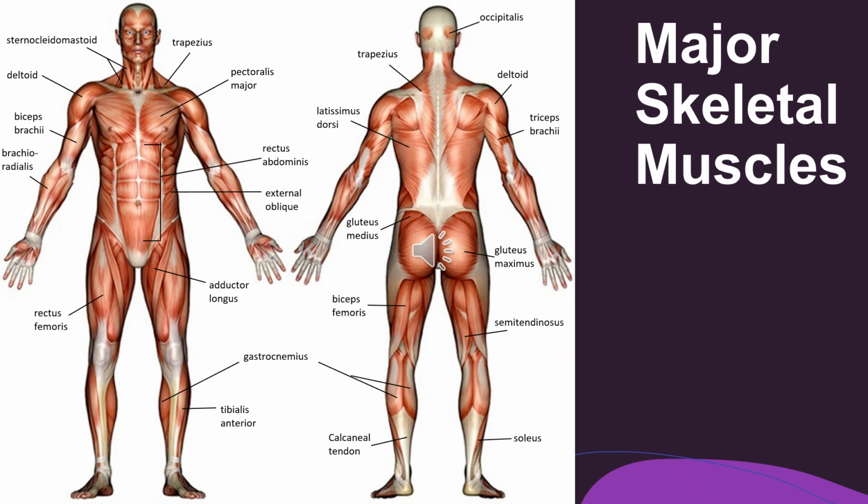So ADD, maybe bringing something toward. AB, like abduct, taking something away. But this is adductor longus. Again, knowing that that's in the leg, it brings the thigh inward. We have the rectus femoris. That's part of the quadriceps group that extends the knee.